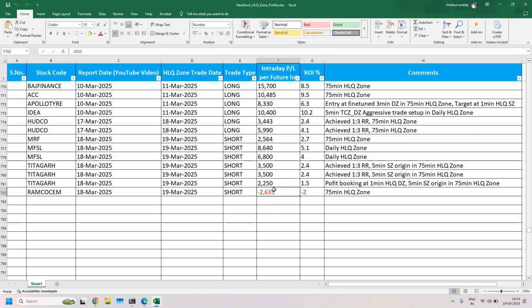So this way, Ramco Cement would have given those who planned up to 2% maximum risk a maximum loss of 2,635 rupees. Those who took even less risk, your loss will be much lesser than this value. But this is the maximum loss you would have got.